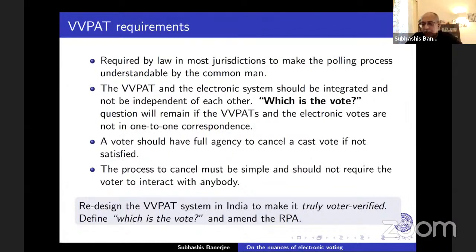So my only option at that stage, if I don't agree with what has been done, is to raise a dispute. And that will require me to go out, stop the election process, stop the next voter from entering the booth, and tell the polling officer, look, it recorded my vote wrong.